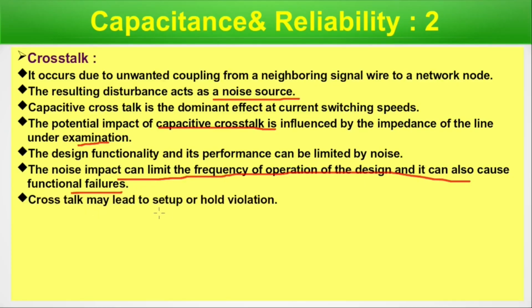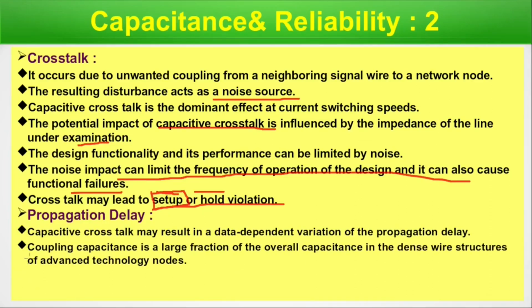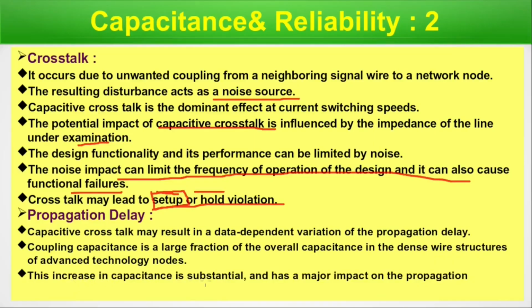Crosstalk may lead to setup or hold violation. Setup or hold violation, basically two major timing violations taken care of in backend timing. Then propagation delay. Capacitive crosstalk may result in data-dependent variation of propagation delay. Coupling capacitance is a large function of overall capacitance in the dense wire structure of advanced technology nodes. This increase in capacitance is substantial and has a major impact on propagation delay of the circuit.